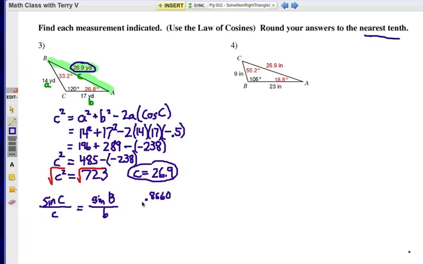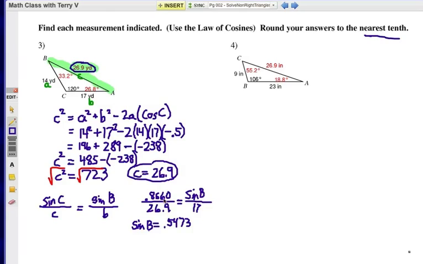Okay, I'm going to go to 4 decimal places. We could just drop that 0 actually. Now we just found C is 26.9, and sine B, we don't know what B is. That's actually what we're looking for. So we're going to leave it there as operating kind of as a variable, and B is 17. Now we're going to cross multiply.